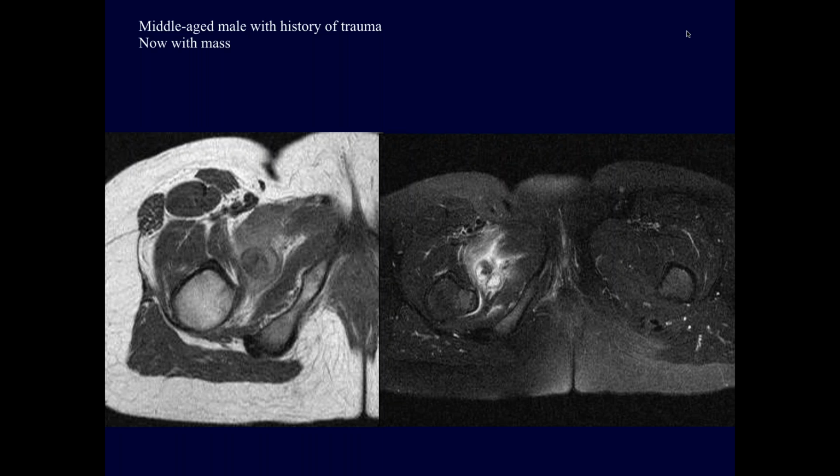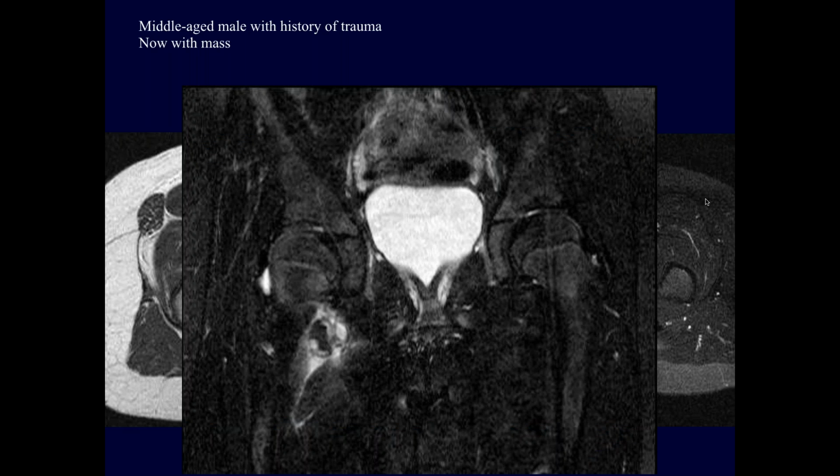Okay, so this is a middle-aged male with history of trauma, now complaining of mass. Looks like we've got probably T1 and PDFS of the patient's pelvis. Now we have this round area of mixed hyperintense signal abnormality. I presume the trauma was somewhat in that location. There it is on a coronal PDFS or STIR.